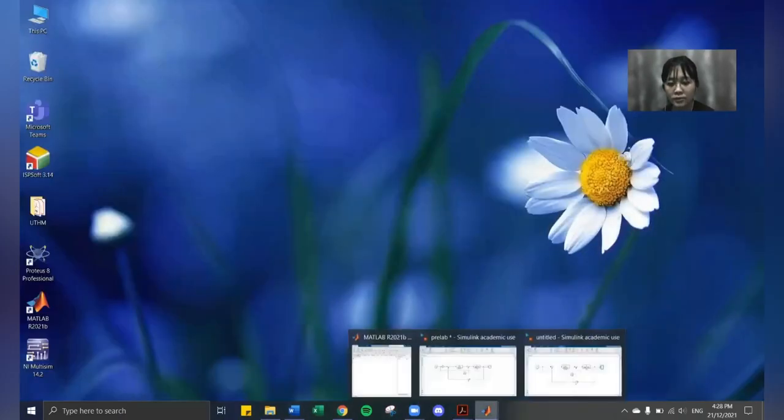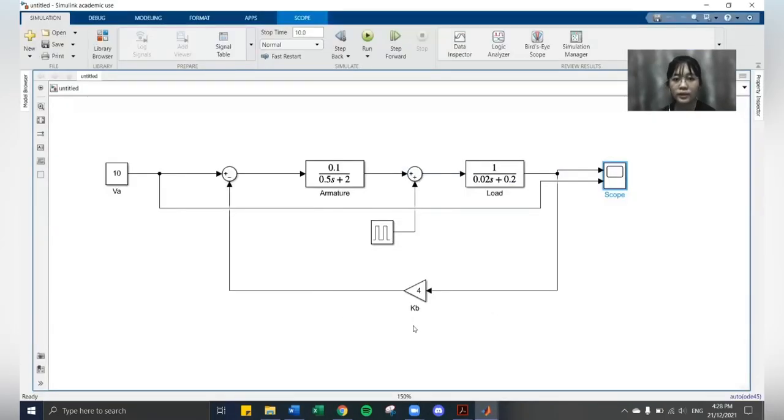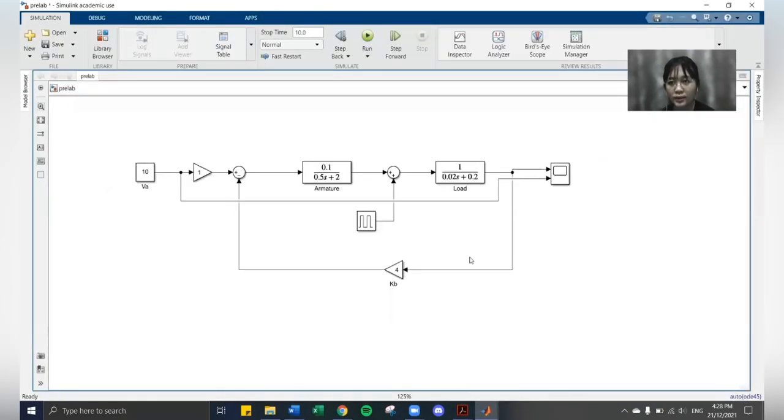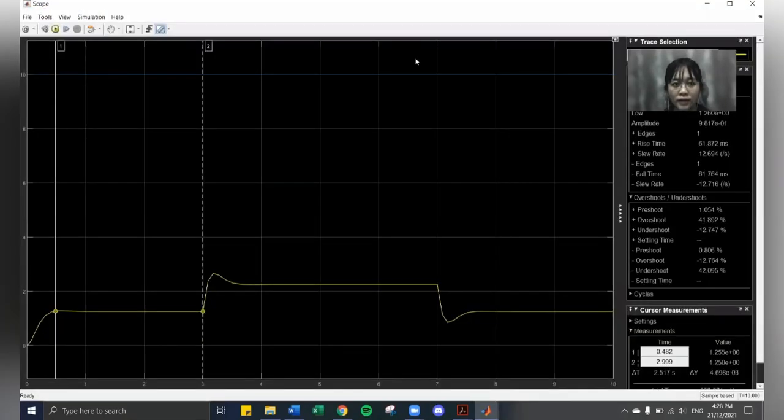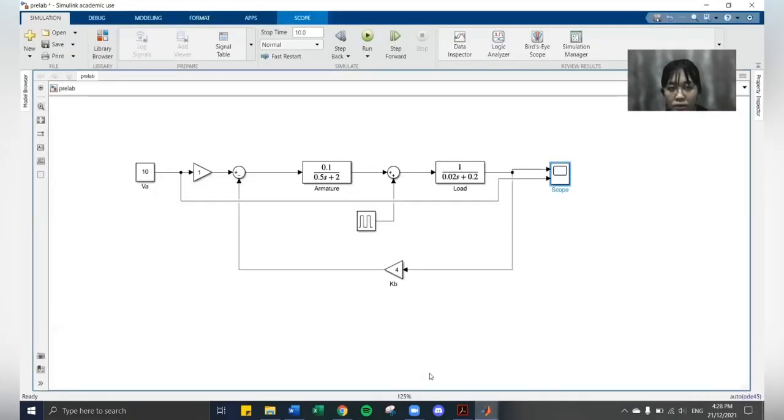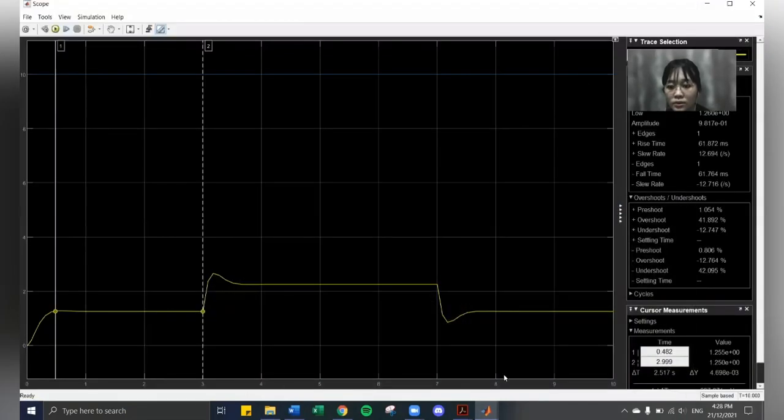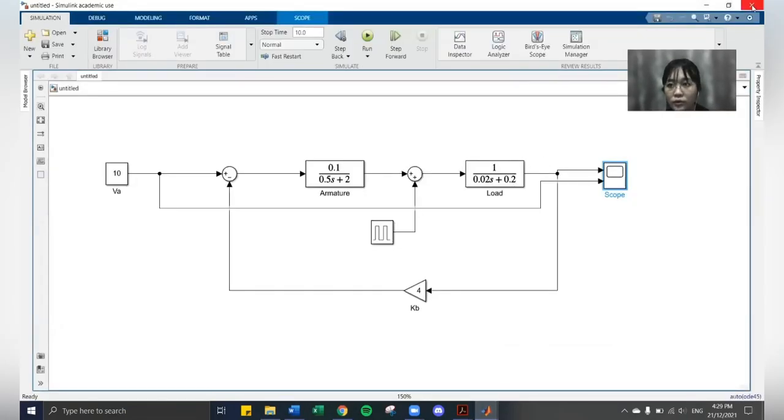Another part is regarding how we get the suitable value for KFF. So we use the same block diagram as previously, but we add the KFF here after the input. So first of all, we will set the KFF value as 1, and then we will look at the output. So I'm going to close this first.